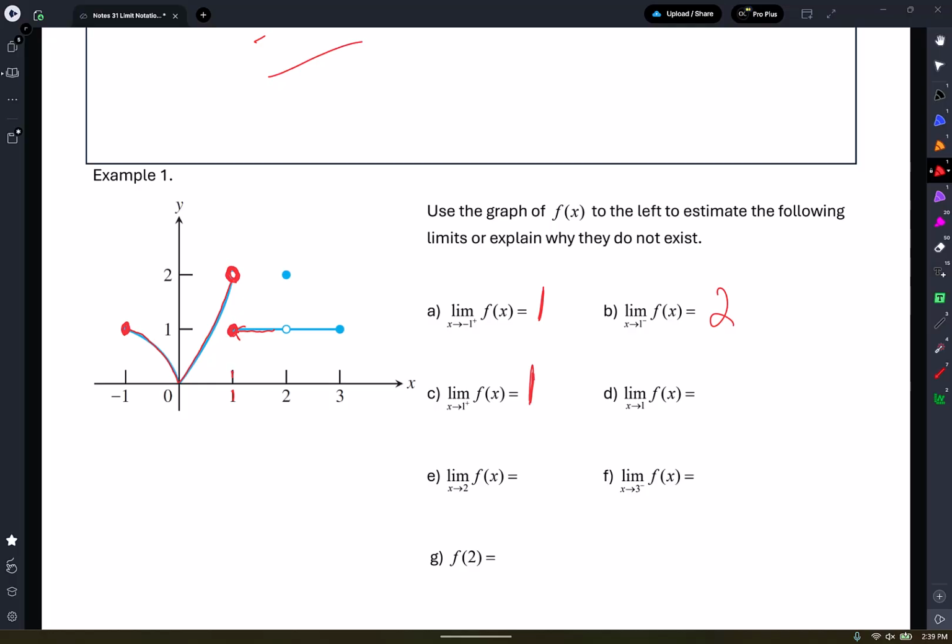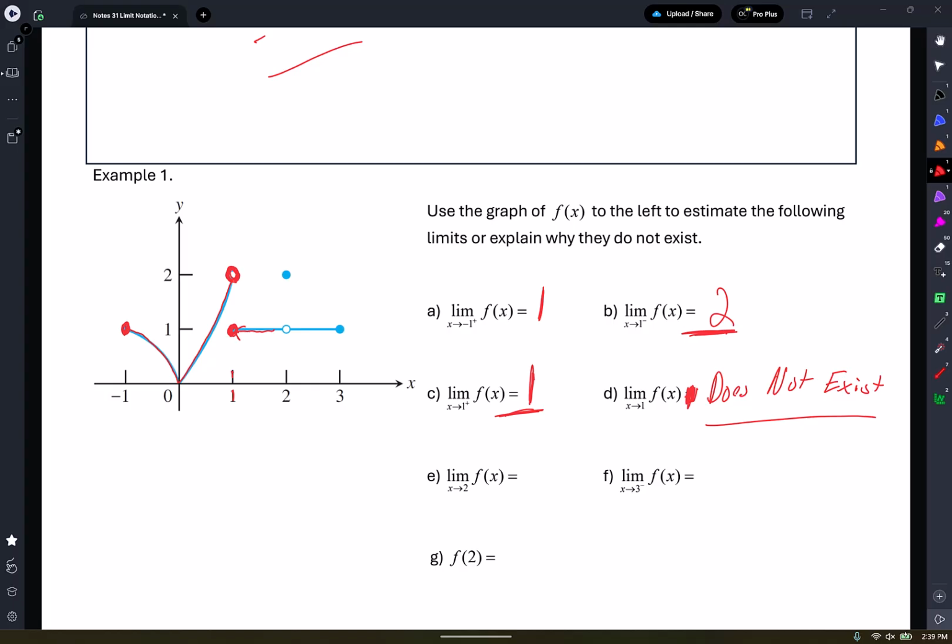Letter D. This just says limit as x approaches 1. Well, look, from the left it's 2, from the right it's 1. Do they match? So what am I gonna type or write? Does not exist. Good job. There's an equal sign, it's fine. If you want to delete the equal sign, delete it. Limit as x approaches 1 of f of x does not exist. There it is. Does everyone understand? Okay.